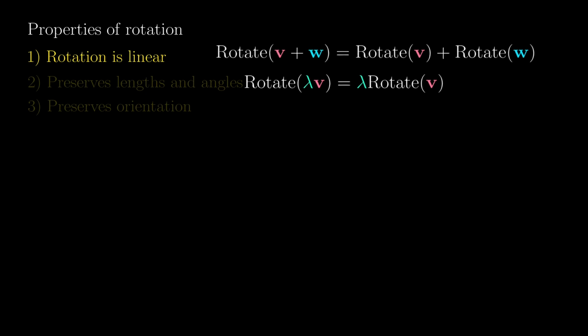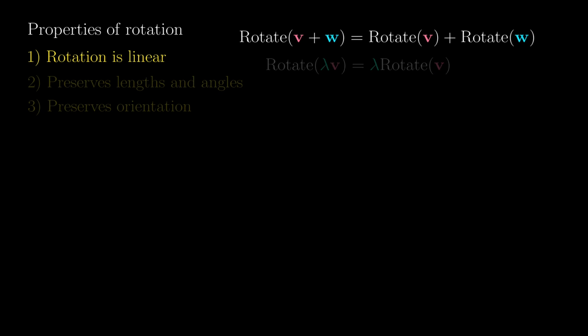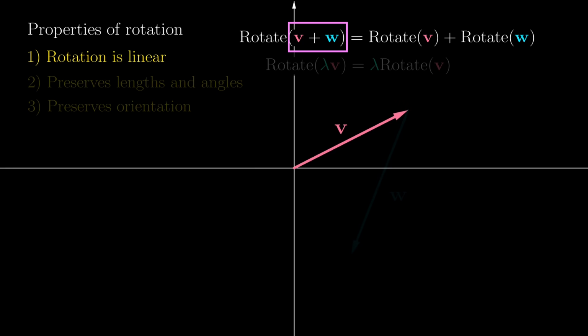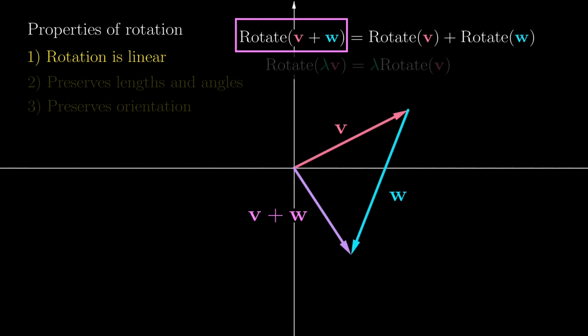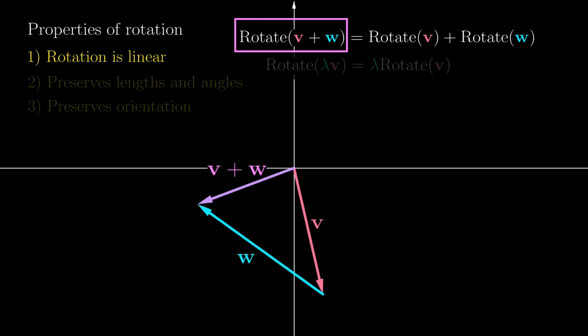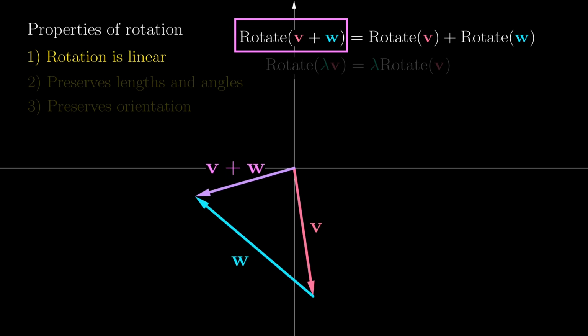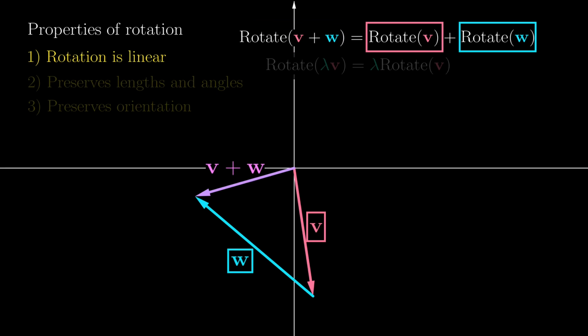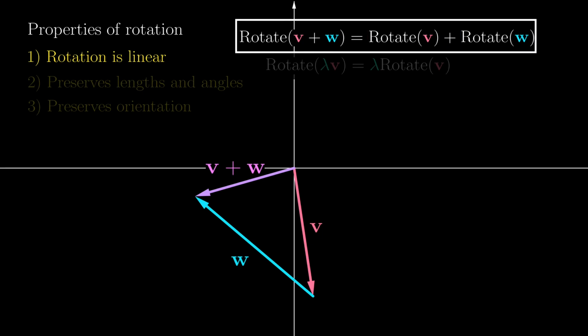Let's demonstrate the first one of these two. The left-hand side of the equation asks us to consider first the sum of v and w, added by the tip-to-tail method, and then rotate it. But by rotating the whole vector triangle setup, we have also demonstrated the right-hand side. The rotated sum of the vectors v and w is also the sum of the rotated vectors, as the triangle stays a triangle after rotation. So that's the first part of the linear property.